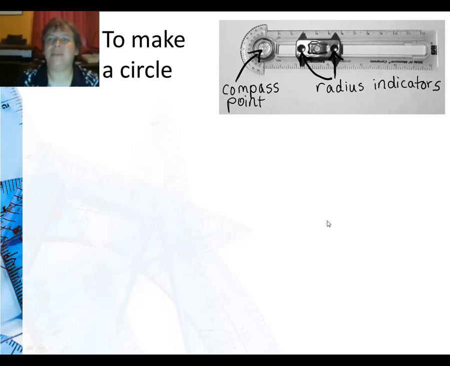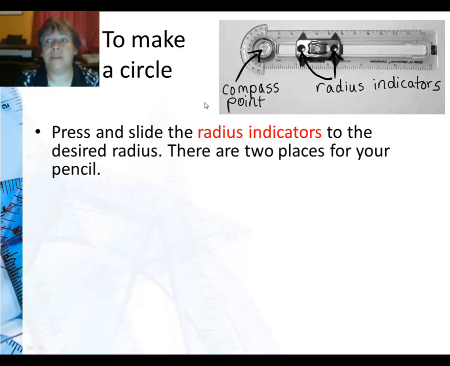But in class, we use a different compass. It's a little easier to use, and we also don't hurt ourselves with it because there are no sharp points, so that's nice. So how do we make a circle? Well, this compass point is what's going to create the center of the circle, and the radius indicators, there are two of them there. That's where you put your pencil. You can put it on the inner side or the outer radius.